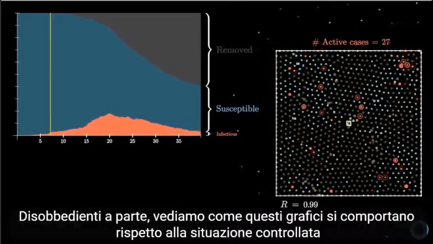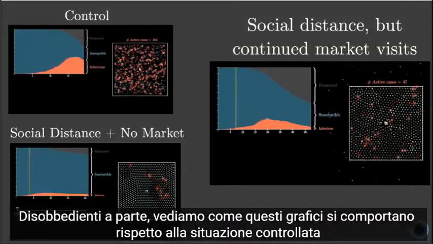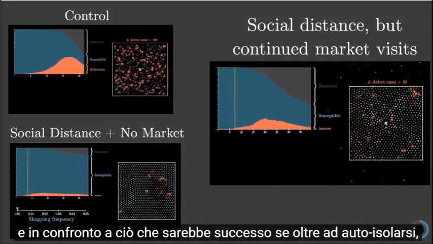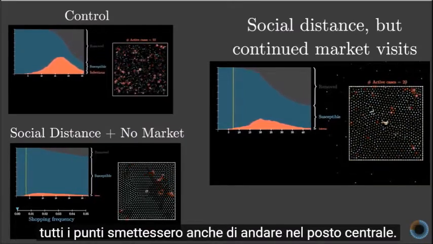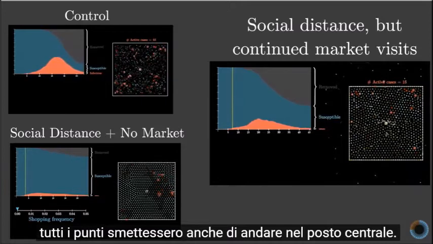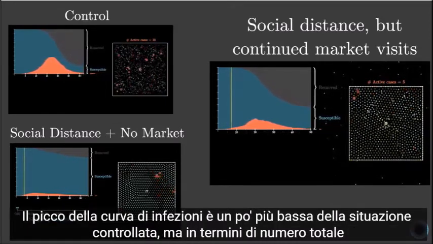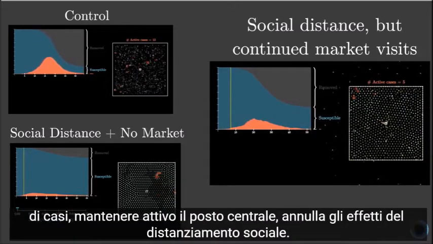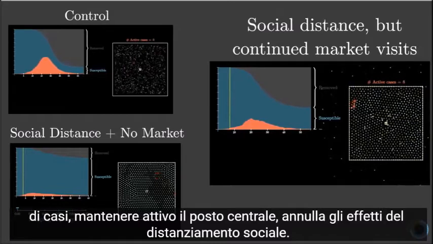Wandering dots aside, though, let me show you how this graph compares to the control case where we did nothing, and how it compares to what would have happened if, in addition to repelling from each other, all of the dots also stopped going to that central location. The peak of the infection curve is a little bit lower than the control, but in terms of the total number of cases, keeping that central location active really defeats the effects of otherwise social distancing.